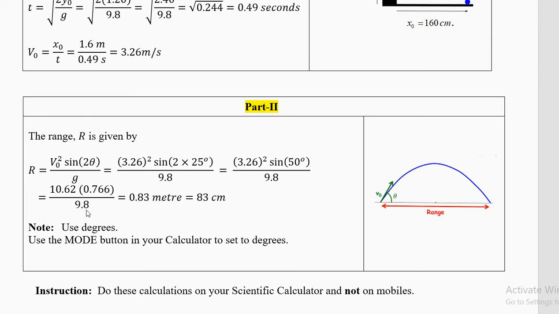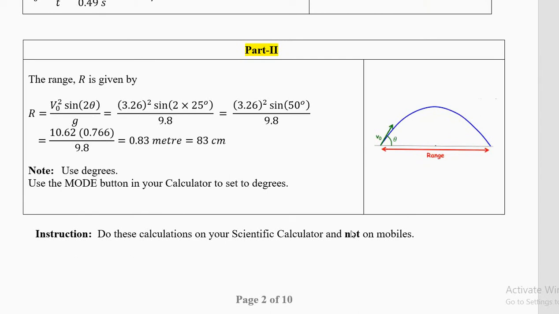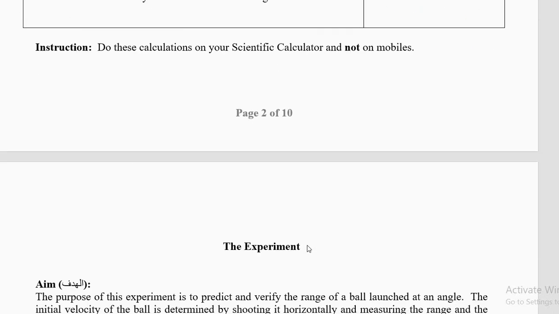Multiply these two numbers, divide by 9.8, you will get 0.83 meters, which is 83 centimeters. In your lab, calculations will sometimes be in meters, sometimes in centimeters. Here we have to calculate in meters, but you can change to centimeters because you will be using a centimeter tape to measure the distances. Please do these calculations using a scientific calculator and not on the mobiles.